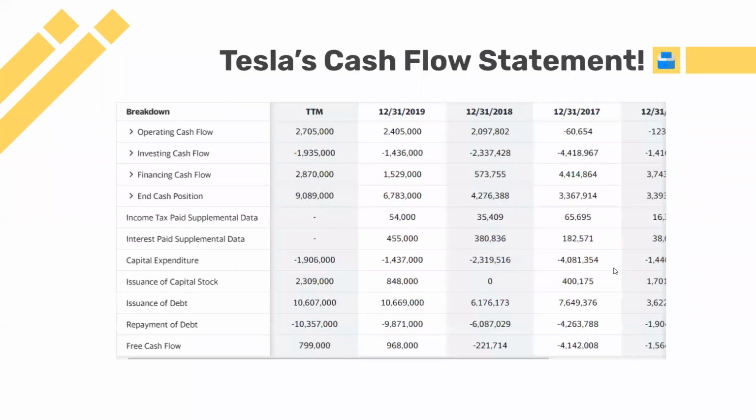So here we have Tesla's cash flow statement. And as you can see at the top, there is the operating cash flow for the TTM, which, as Shantanu said, is the trailing 12 months, or the past year from today's date. And then we have the investing cash flow, financing cash flow, and then the end position of the company.